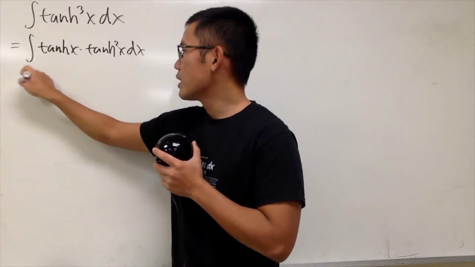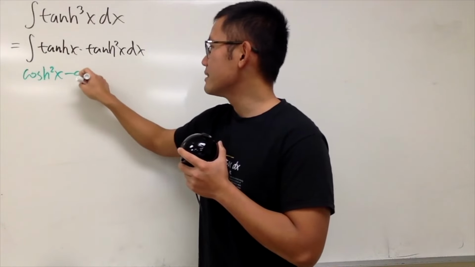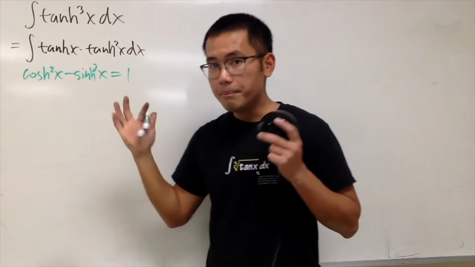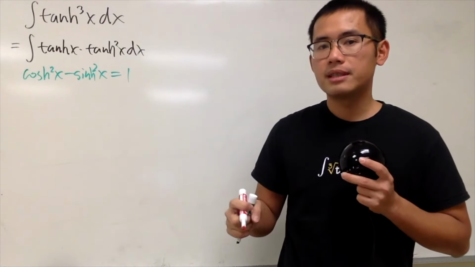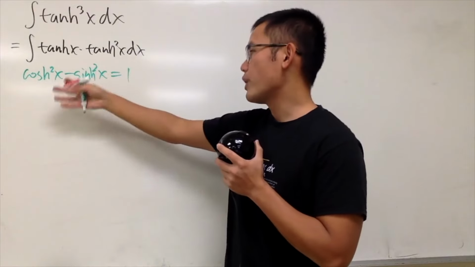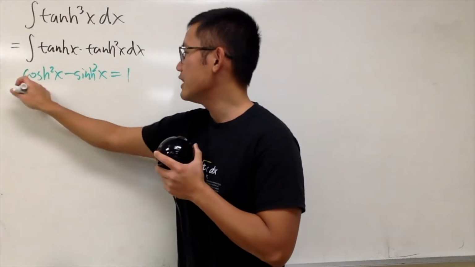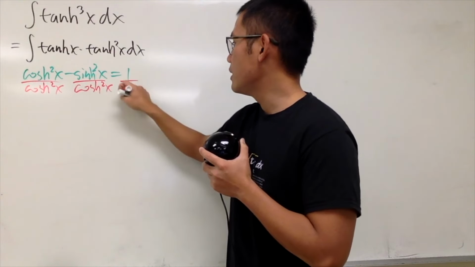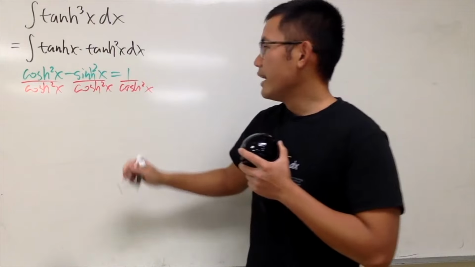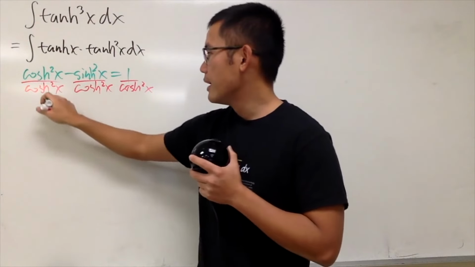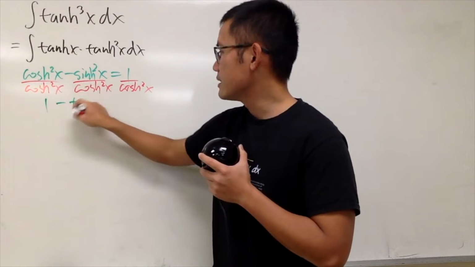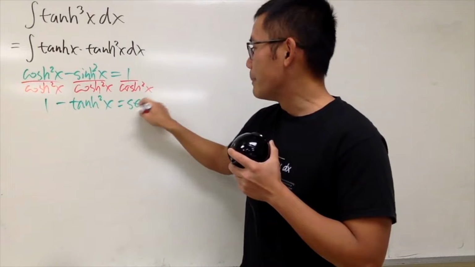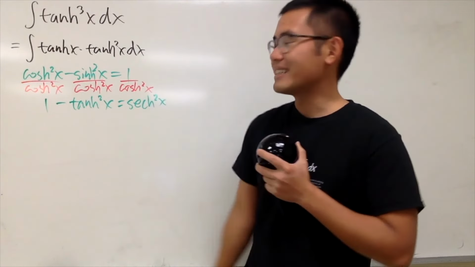Well, as we all know, cosh square x minus sinh square x is actually equal to 1, right? So this is the main identity for the hyperbolic trig functions. And to get tanh square out of this, we can just divide everybody by cosh square x real quick. Then you'll see this is just equal to 1, and this is minus, by definition, tanh square x. And this is the hyperbolic version of the secant square x.